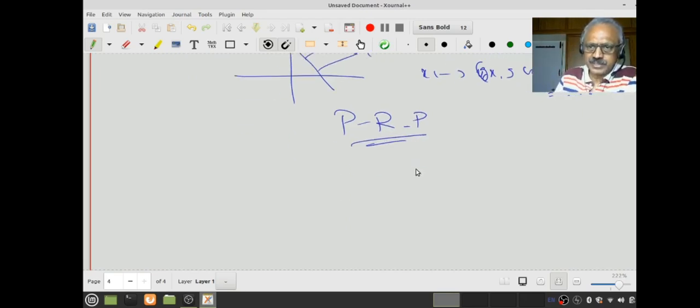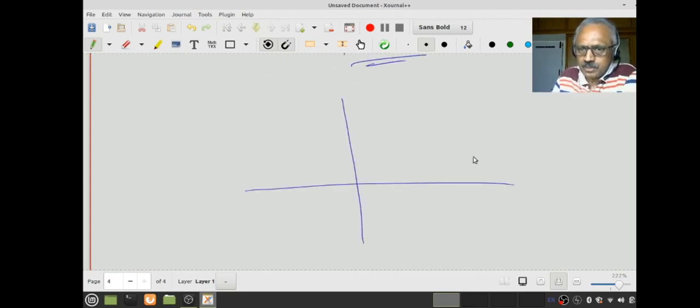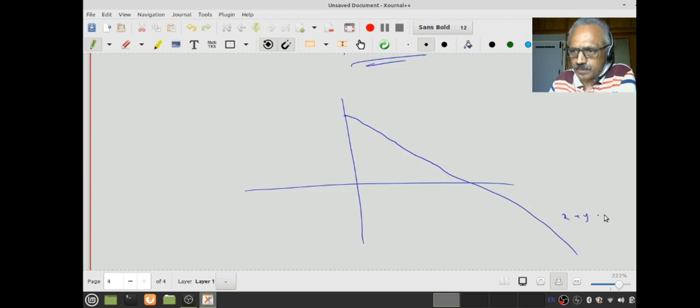There are a lot more examples, as I said. Now there is a third point, and with that I will stop today's lecture. The third point is, let us look at the picture again. My pictures won't be good, you have to bear with me, as usual. This is the x plus y equal to 1 line, and this is my xy plane.